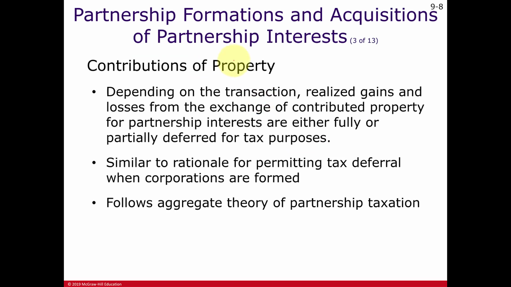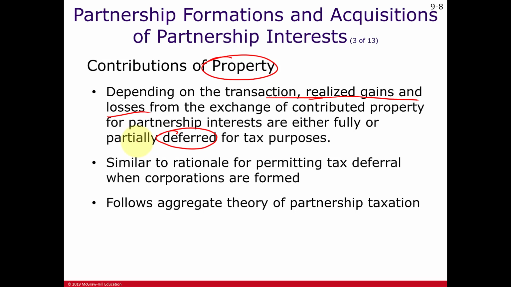So when you contribute property to the partnership, the general rule is that there's not going to be any recognized gain or loss. You would have a realized gain or loss. Remember the difference between realized and recognized that we learned a few chapters ago? Generally, gains are not recognized. They are postponed or deferred until the underlying partnership interest is disposed of, or the underlying asset that was contributed is disposed of by the partnership.